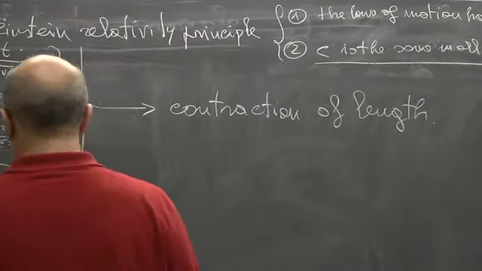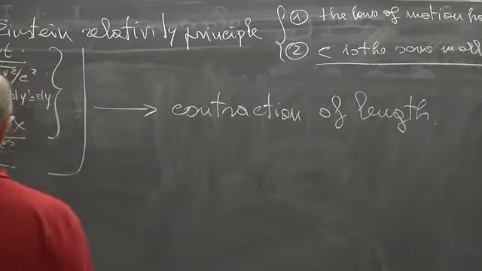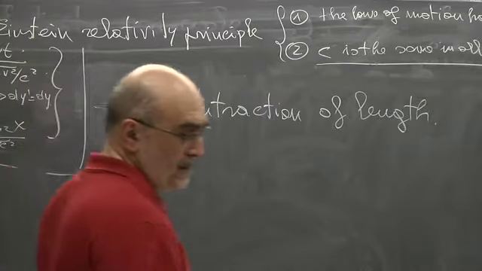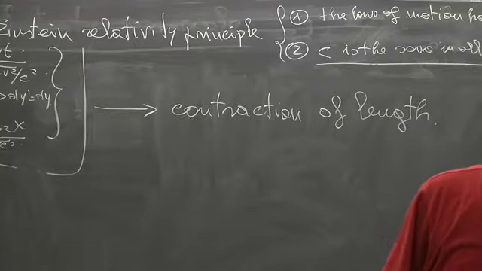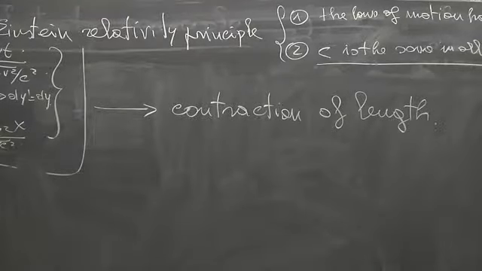And this is a very important issue that Lorentz had already found and did not believe in, and also Fitzgerald, an Irishman, had already found it. A consequence of the Lorentz transformation is the contraction of length.